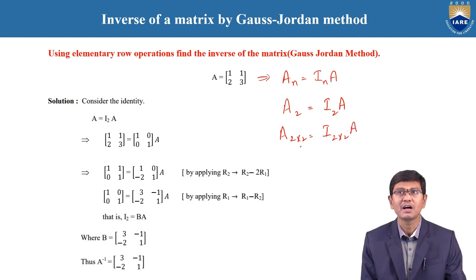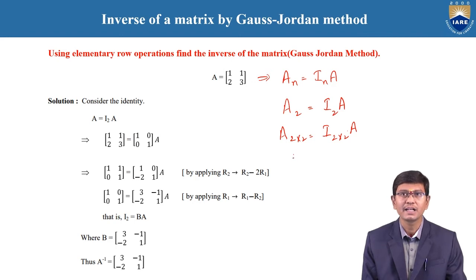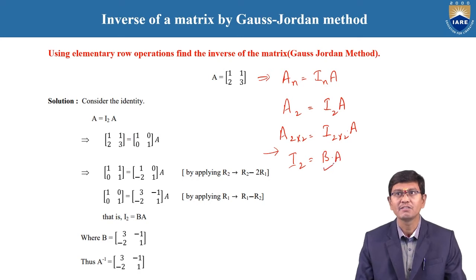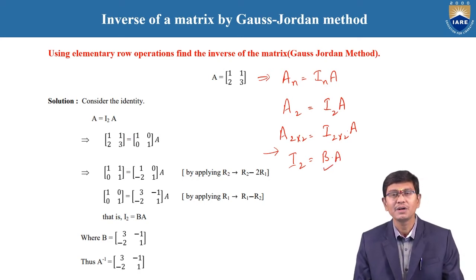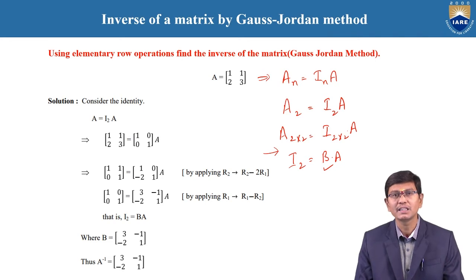Based upon this, according to the Gauss-Jordan method, when we apply the row operations on the given matrix, finally the given matrix is reduced to I2, and similarly the same row operations applied on the unit matrix reduce it to B into A, where B is called the inverse of the matrix. When we observe this matrix, it is clearly A equal to I2 into A.